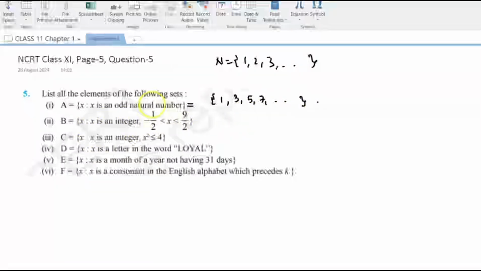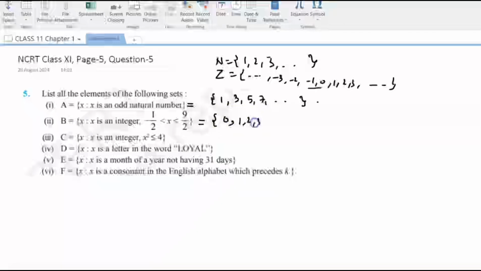B is equal to x, such that x is an integer, meaning this is what? Minus 3, minus 2, minus 1, 0, 1, 2, 3 and so on. And it lies between minus half and 9 by 2. So minus half would be between 0 and minus 1. So after minus half, the integer would be 0, and then 1, 2, 3. So this is 4.5, so the integers will go up to 4. And then 5 would be greater, and that's why it would not belong to the set B.